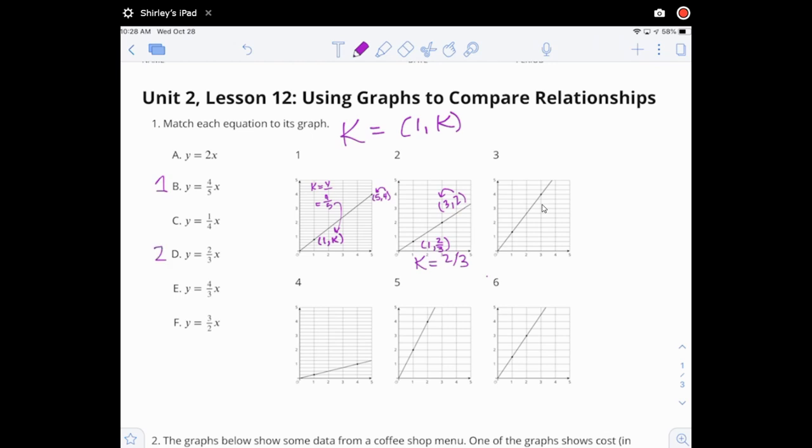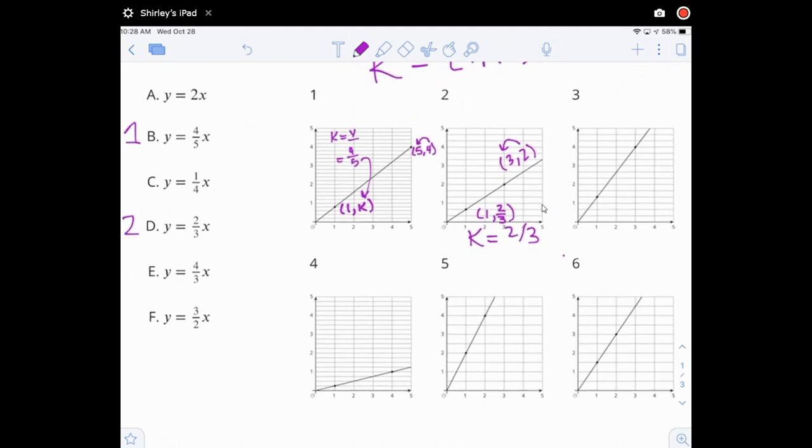Problem number 3. I see that first coordinate point, 1, comma. I'm cut into thirds. I have 1/3, 2/3, 3/3, 4/3. So 1, comma 4/3. And again, also you can pick out the one that's a little bit easier to see, 3, comma 4. So when we divide that out, we again get a k value equal to 4/3. So that means that graph 3 is going to match with E.